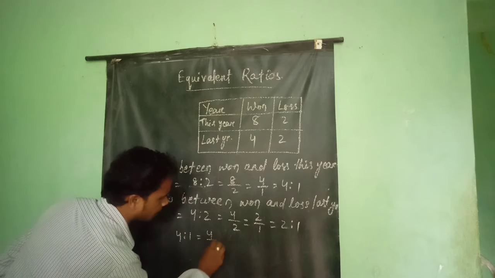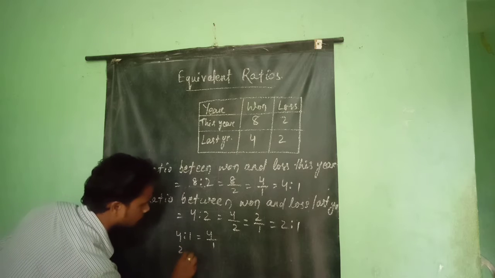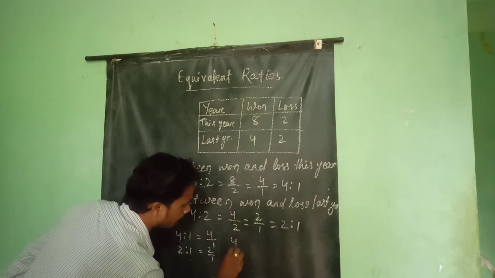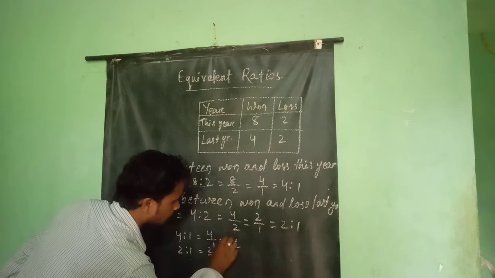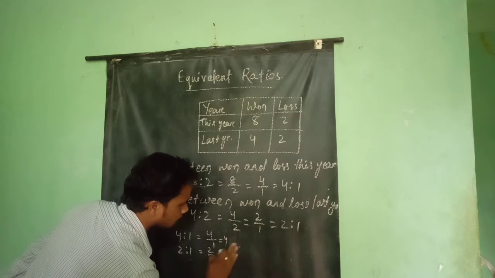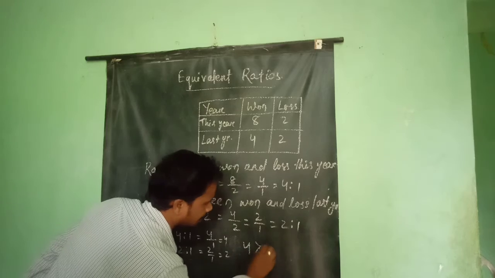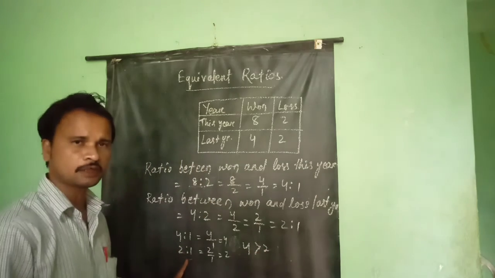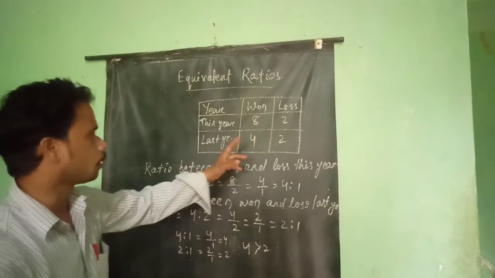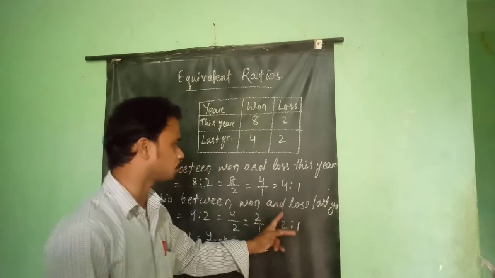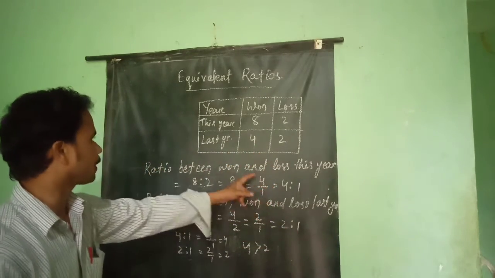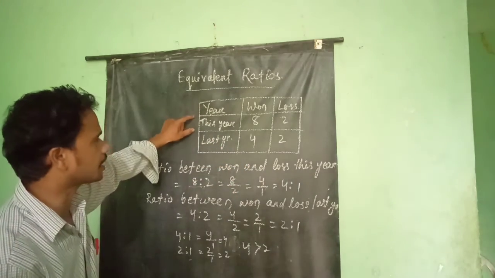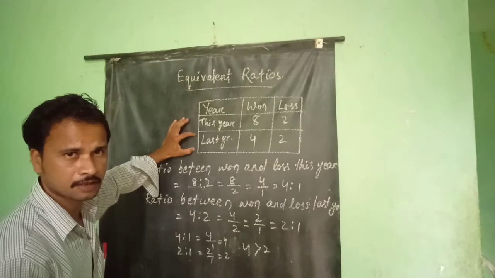is equal to 4/1 and 2:1 is equal to 2/1 and 4/1 is equal to 4, 2/1 is equal to 2, and since 4 is greater than 2, so obviously 4:1 is greater than 2:1, and if 4:1 is greater than 2:1, so the performance this year is better than the performance last year. Clear?